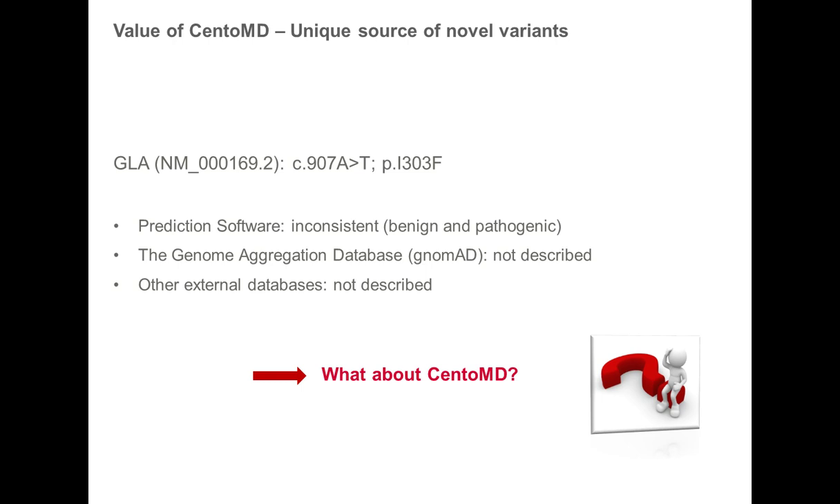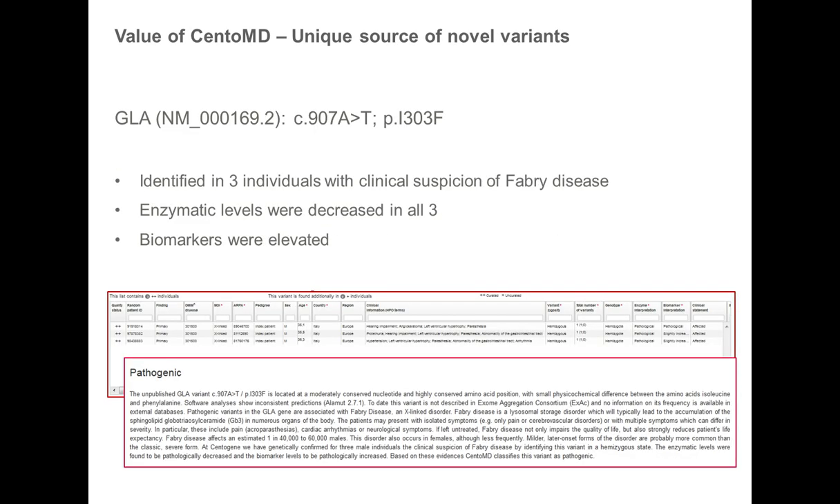So you turn to a resource like CentoMD, and when you type that particular mutation in CentoMD, it comes back with 3 individuals with clinical suspicion of Fabry disease. CentoMD even has enzymatic data on all 3 and showed that in all 3, enzymatic levels were decreased and biomarkers were elevated. And then the CentoMD lab director classified this particular mutation as pathogenic, and here's the evidence that they put together. And so a tool like CentoMD is able to provide a lot of detail that public sources were not able to provide.